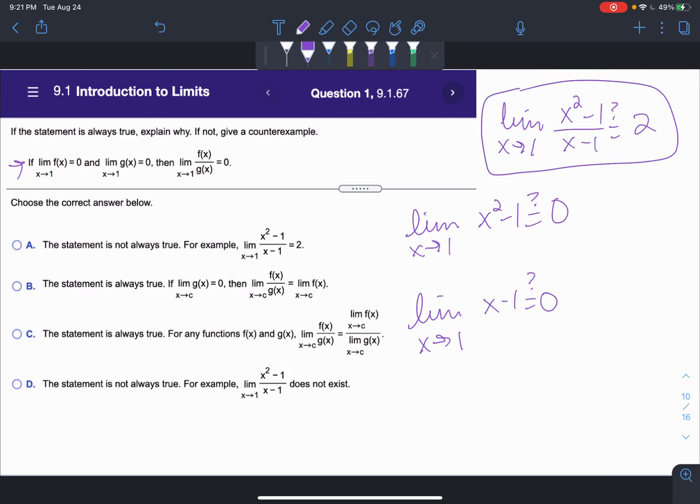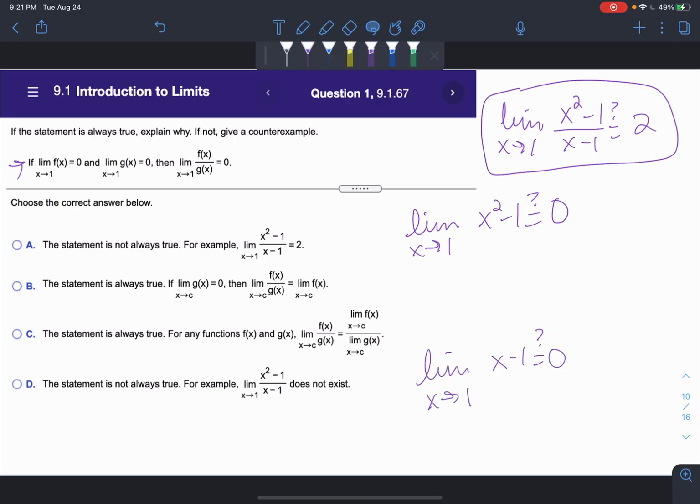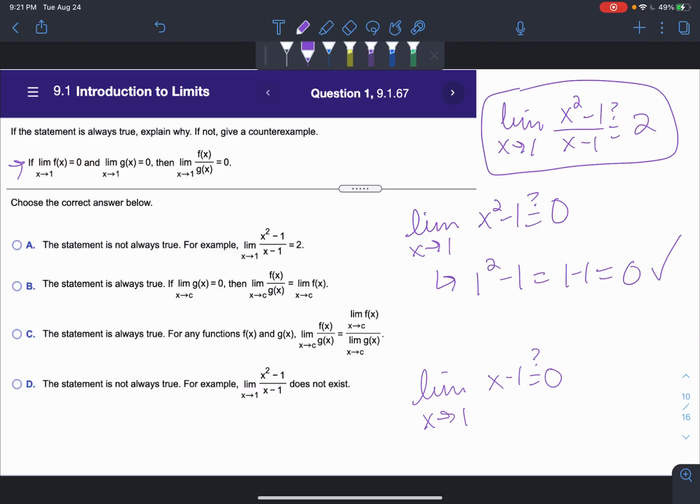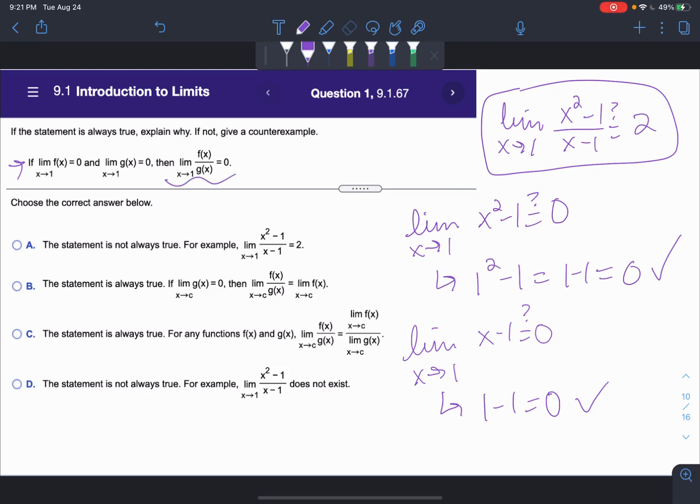Okay, so let's first look at this one. Remember, I always want to try to plug in the number that x is approaching. So this gives us 1 squared minus 1, which is 1 minus 1, which is 0. So this is true. Now let's look at this one. Let's plug in 1, we get 1 minus 1, which is 0, so that's also true. So now let's look at the consequence, the then part.